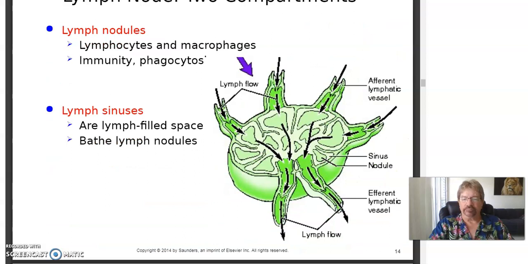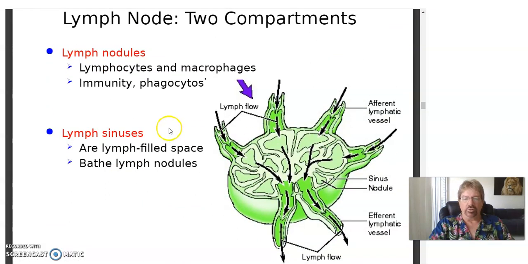Lymph nodes. Two compartments. It's the lymph nodules, lymphocytes and macrophages, immunophagocytes. Lymph sinuses are lymph-filled spaces that bathe lymph nodules. We have a large supply of lymphocytes and macrophages. Yes, monocytes, when they migrate out into the tissue, become known as macrophages. I wish they'd have made that plain. So lymph is coming in and it's filtered and it goes back out again. It traps bacteria and particulate matter and viruses and cancerous tissue and stuff.